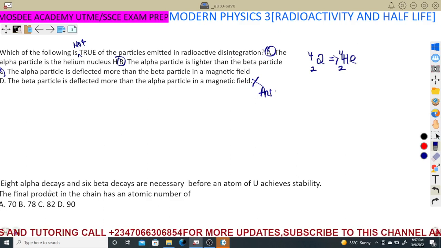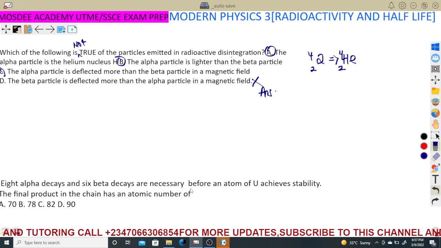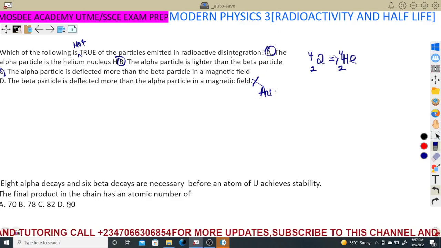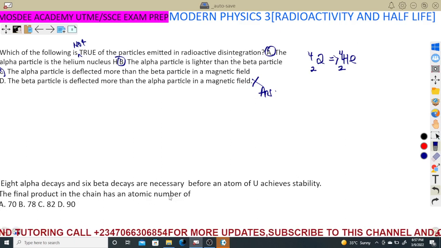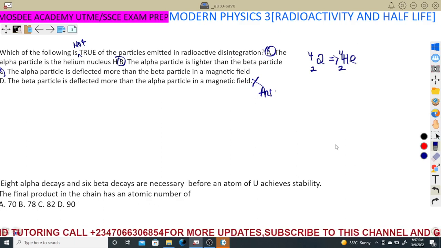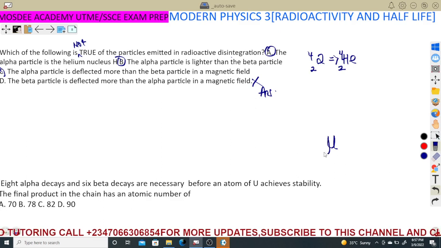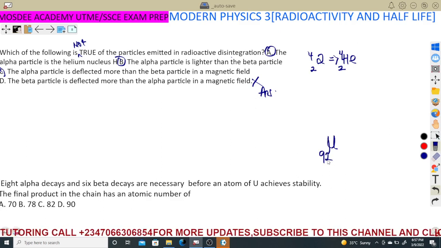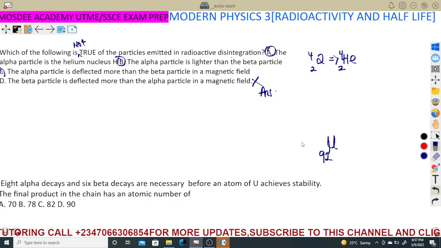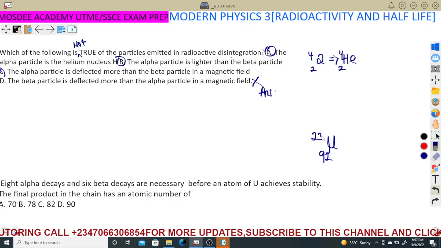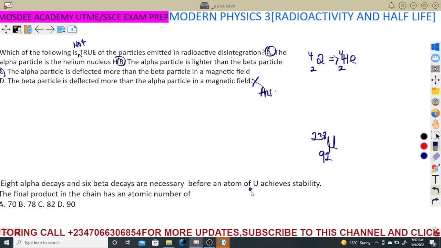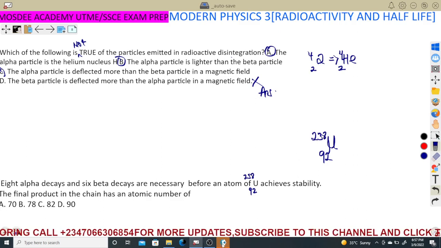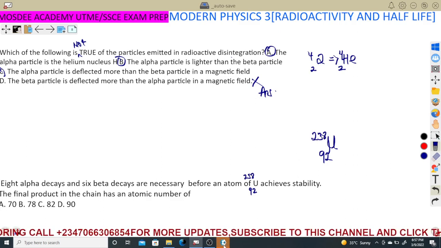The next one, 8 alpha decays and 6 beta decays are necessary before an atom of uranium achieves stability. The final product in the chain has an atomic number of what? They didn't even tell us about uranium, but let's use the uranium that we know. I've told you about the series. Uranium is always 92. It should be given in your exam. On your exam day, you are going to have it. Uranium is 92, 238. So it's a typo error from the academic team. I'm sorry about that. This is the standard uranium atomic number. I hope students are following.